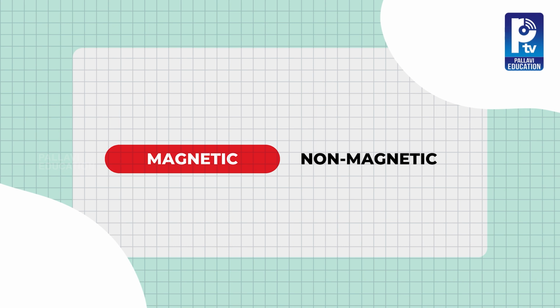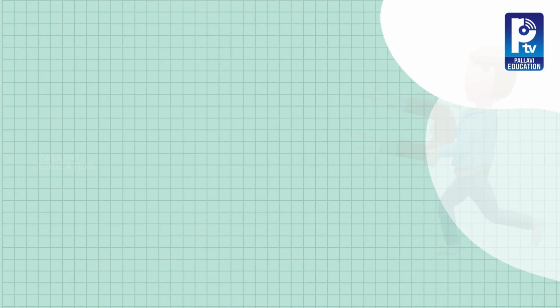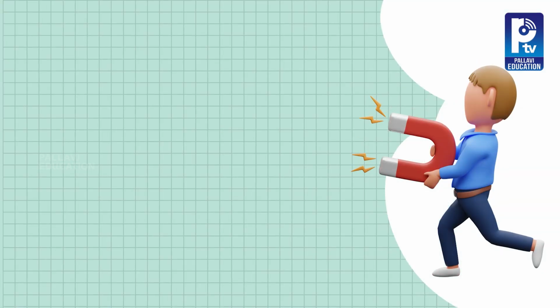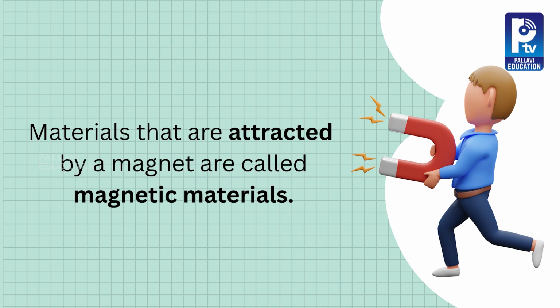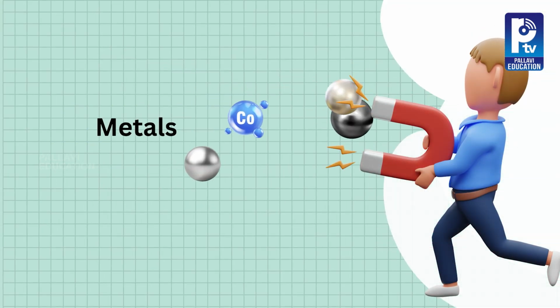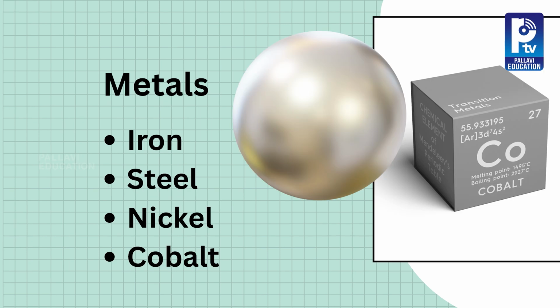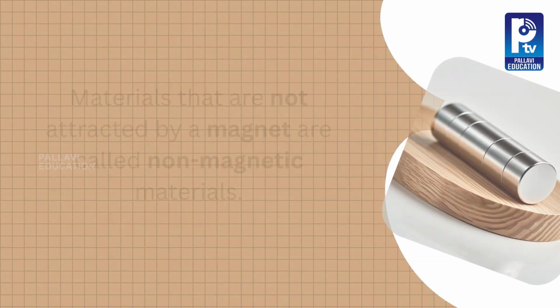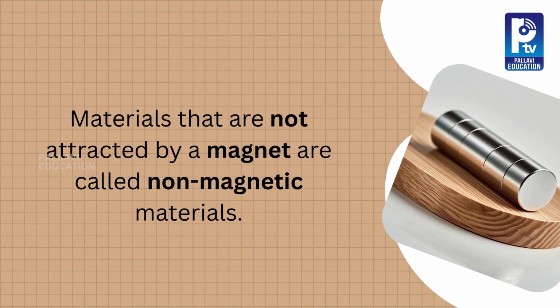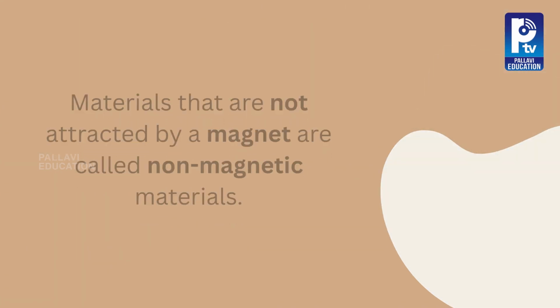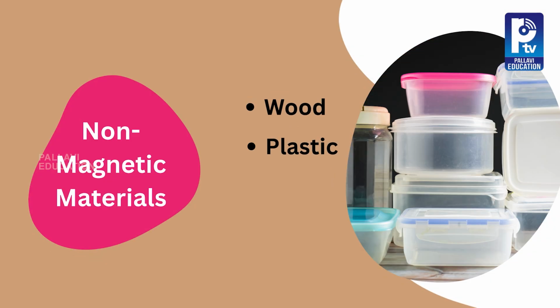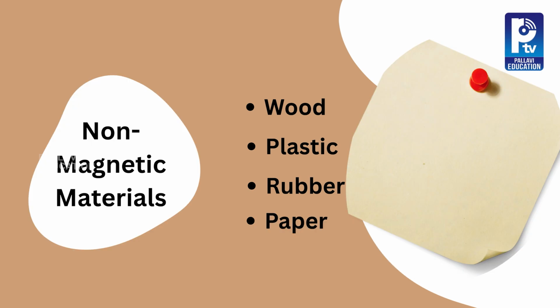Magnetic and non-magnetic materials. Let's now understand which materials are attracted by magnets. Materials that are attracted by a magnet are called magnetic materials. These include metals such as iron, steel, nickel, and cobalt. Materials that are not attracted by a magnet are called non-magnetic materials. These include wood, plastic, rubber, paper, and glass.